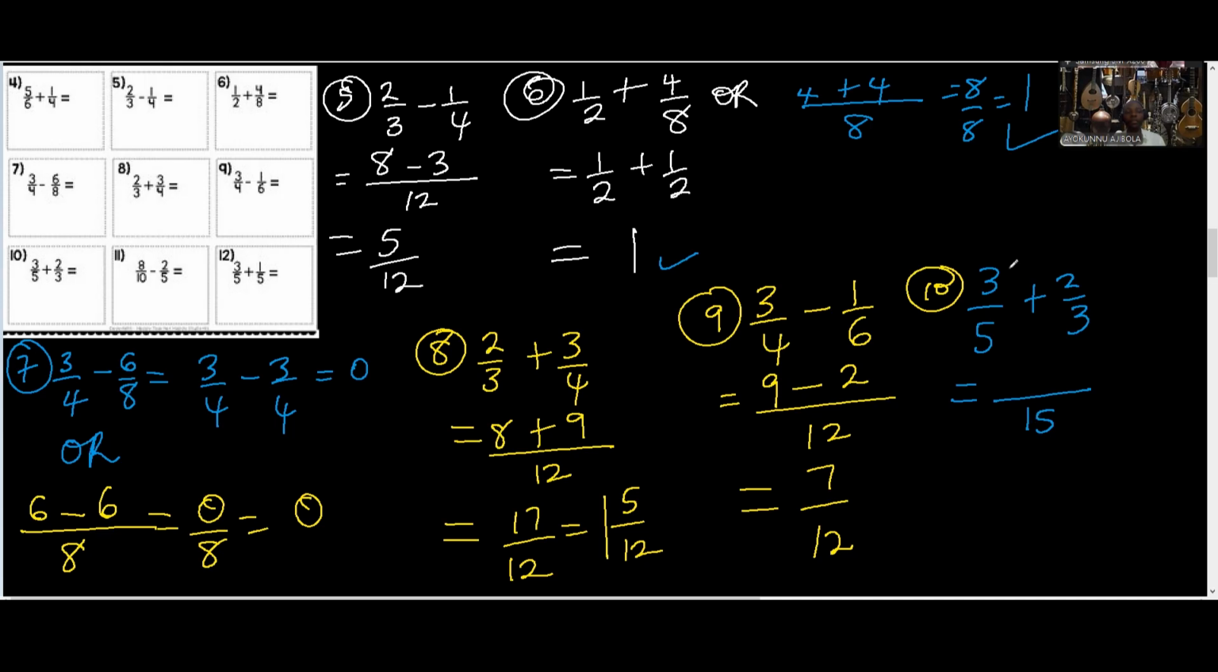5 in 15 is 3. 3 times 3 is 9. Then 3 in 15 is 5. 5 times 2 is 10. So this is going to be 19 over 15. And that's 1 whole number 4 over 15.